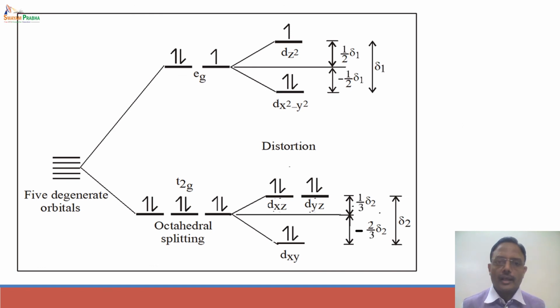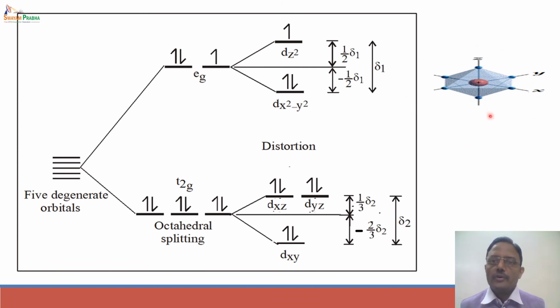Exactly the opposite will be the case if there is a compression along the z-axis. If the 2 ligands along the z-axis are getting compressed, in that case the energy of dx2-y2 will decrease while the energy of dz2 will increase. As a result, the 2 electrons will be in dx2-y2, and there will be a net stabilization again by a factor of 1/2 delta 1. Such a case will be there, and the dxy orbital in the t2g set will decrease in its energy, while dxz and dyz orbitals will increase in energy.